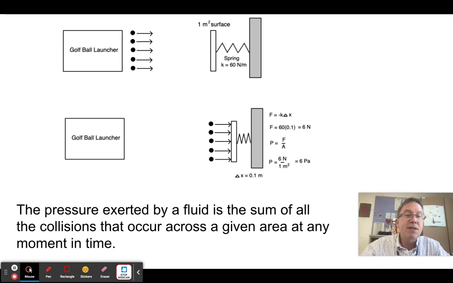Now, spring force is equal to negative k delta x. k I just said is 60, delta x is 0.1. So therefore that's 6 newtons of force that's being applied by the spring against the surface. That means there was 6 newtons of force being applied by the golf balls on this 1 square meter area. So 6 newtons over 1 square meter, that's 6 pascals worth of pressure. It's the exact same thing. You just have gajillions of particles, each with significantly smaller mass and moving in directions that are fairly random. But the sum of all the perpendicular forces, that's what gives us pressure.